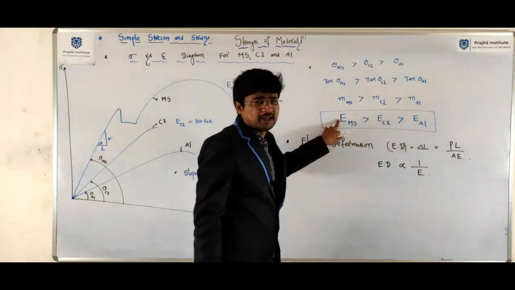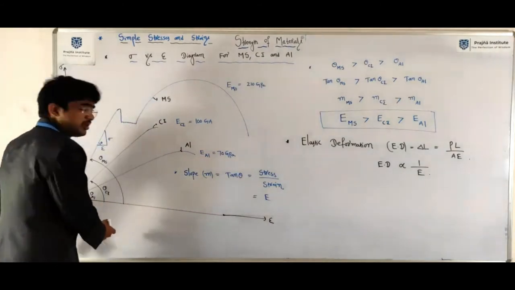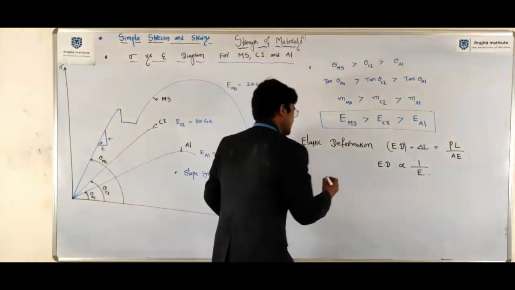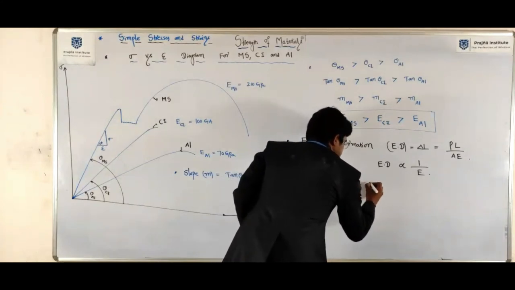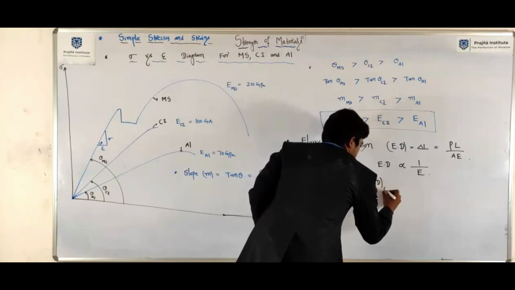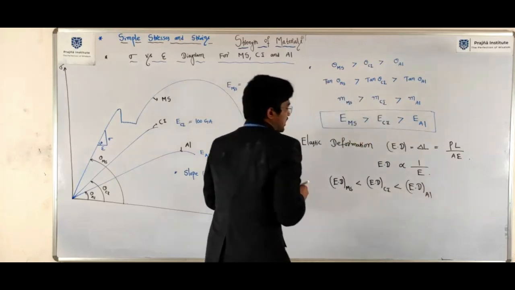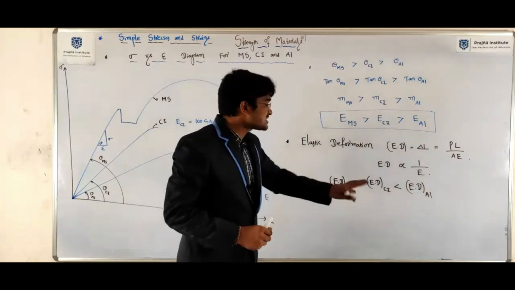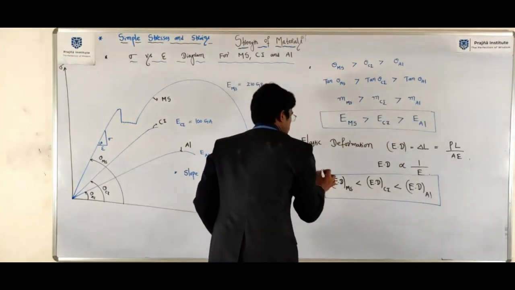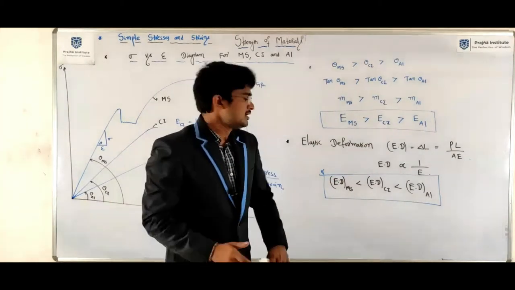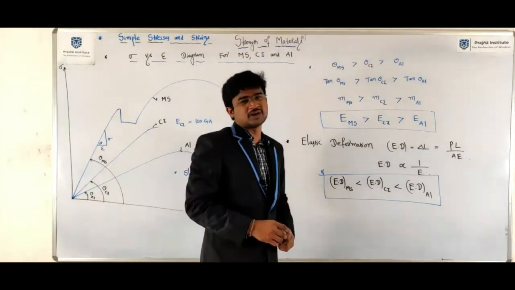The relation between Young's modulus of the mild steel, cast iron and aluminium we got by observing theta. Now we can write elastic deformation of the mild steel will be less than elastic deformation of the cast iron, less than elastic deformation of aluminium. Higher the Young's modulus, lesser will be the elastic deformation. So once they mention elastic deformation specifically, we need to follow this particular relation.